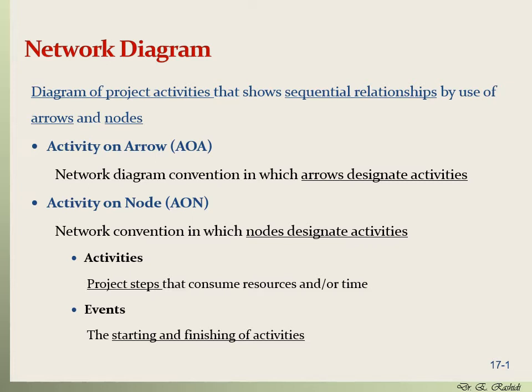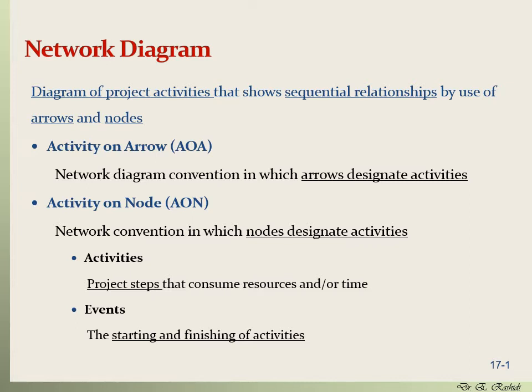One way is to show activities on arrows. This is called AOA, or activities on arrows. And the other way is to show the activities on the node. So this is AON, activity on node. These two network conventions can be used to represent a project or the activities in a project.